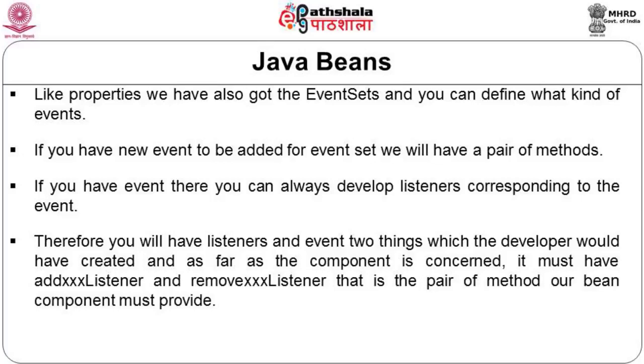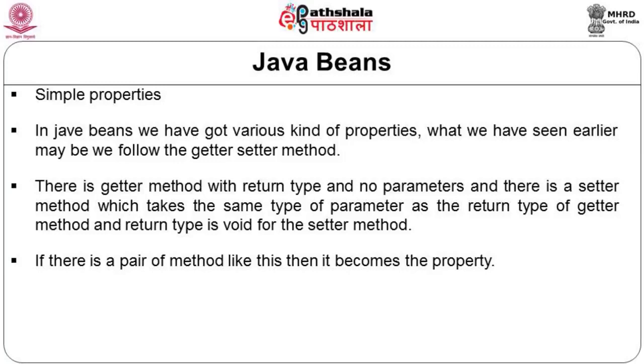Let us not go much into those methods and the event part. Let us concentrate more on the properties part. In Java Beans, we have various kinds of properties. What we have seen earlier is the get/set method: a getter method returning a particular data type with no parameters, and a set method which takes a parameter of the same type as the getter's return type and returns void. If there is a pair of methods like this, that becomes a property. This is a simple property.